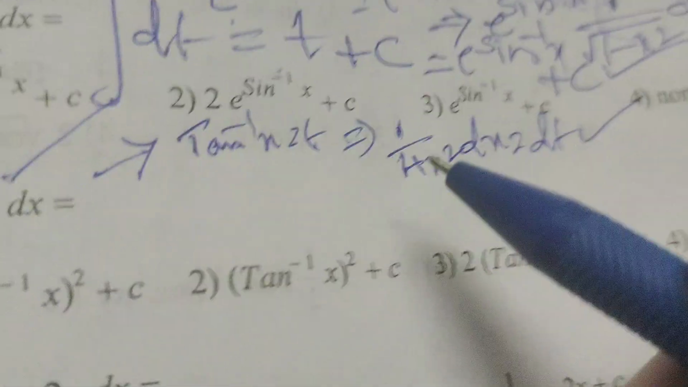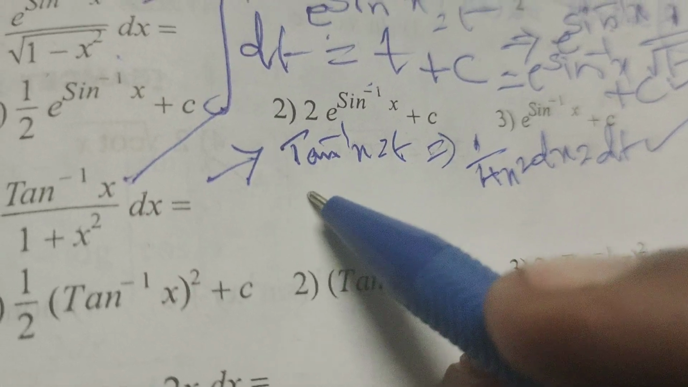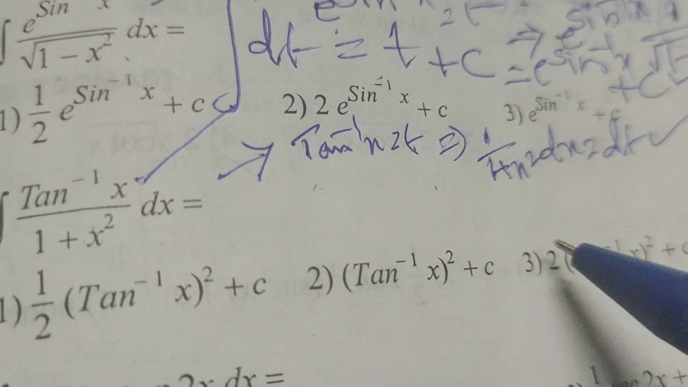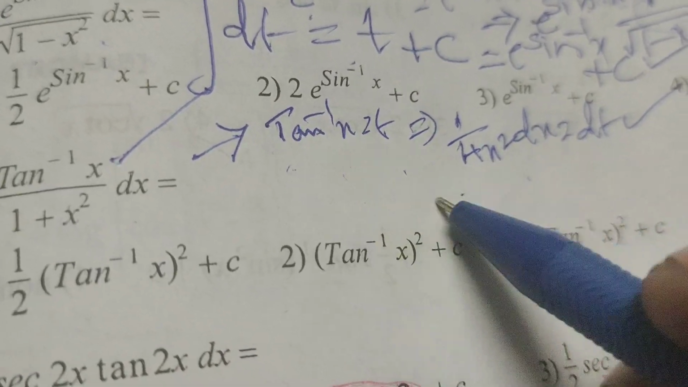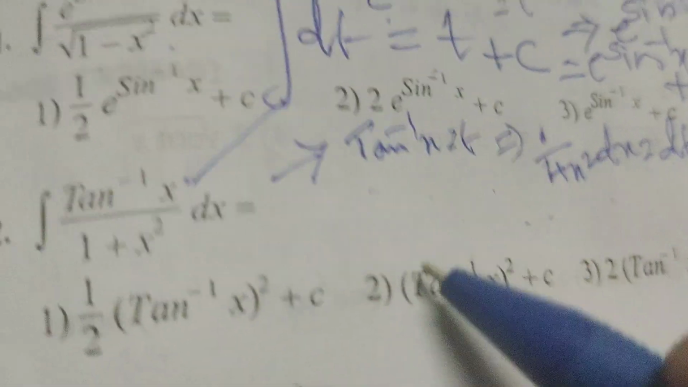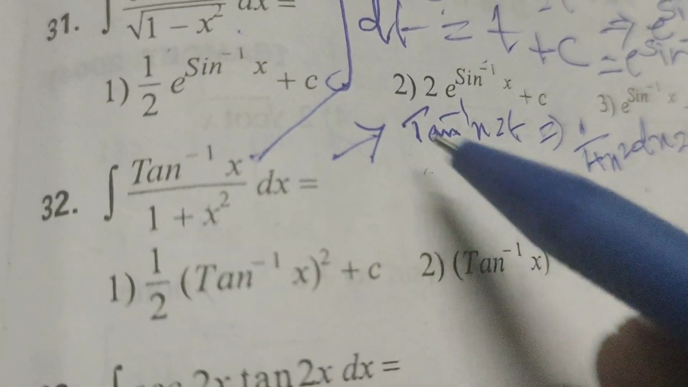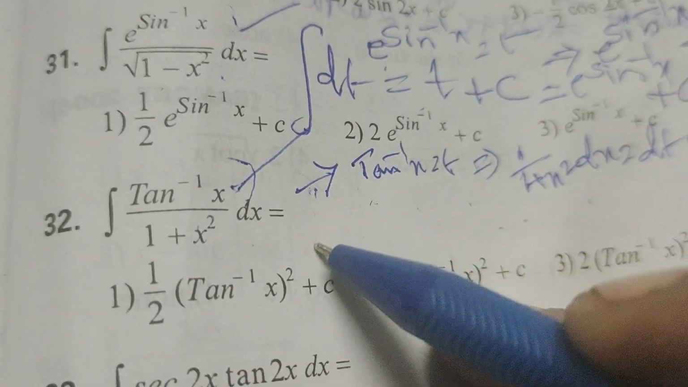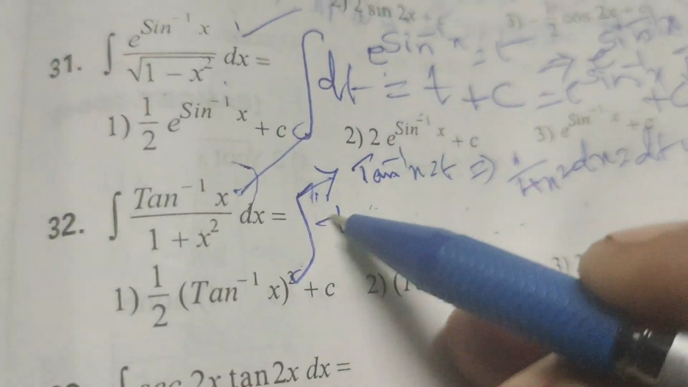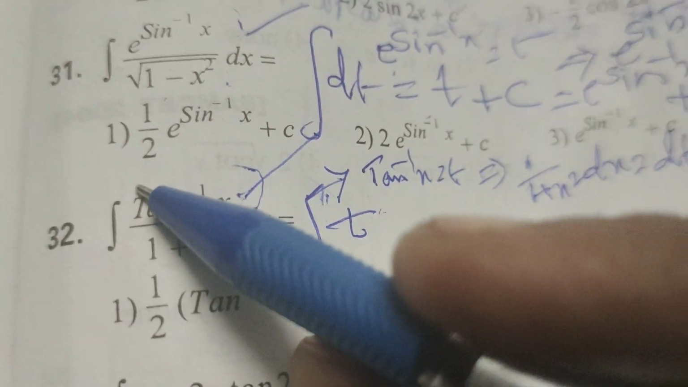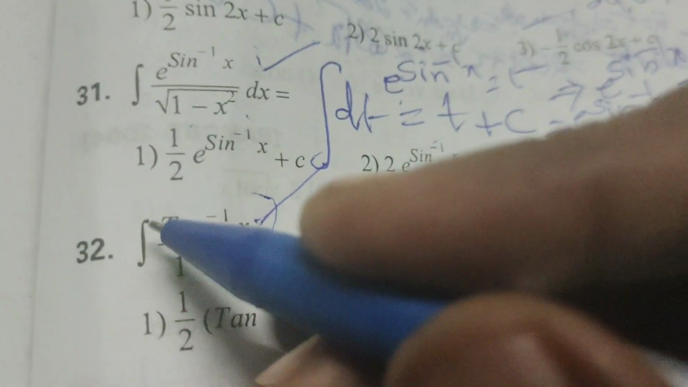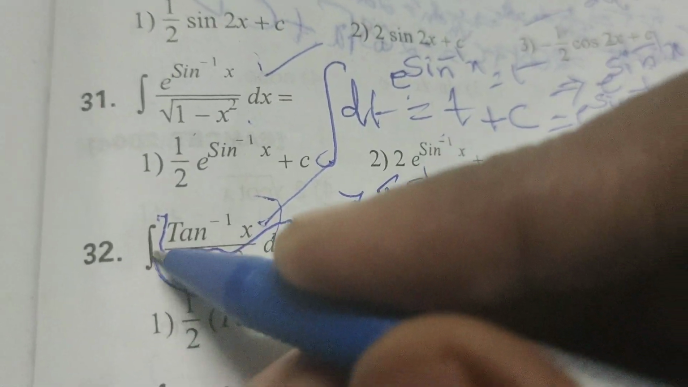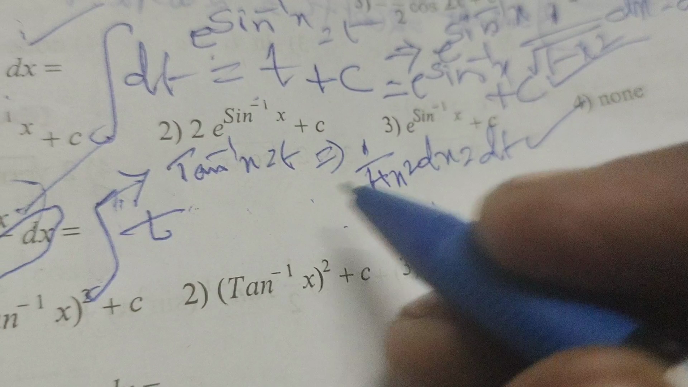Okay, now differentiating this, what is the differentiation of tan inverse x? 1 by 1 plus x square dx equals dt. In our given problem, in place of tan inverse x, substitute t. Next, 1 by 1 plus x square dx means substitute dt.